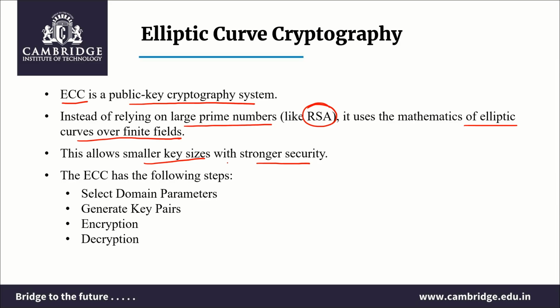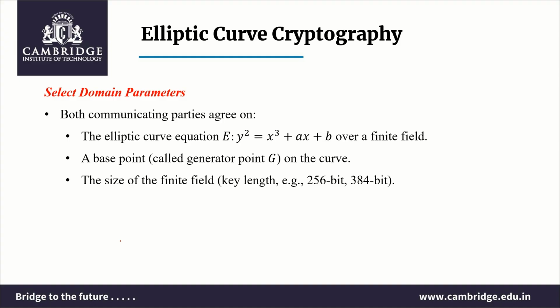So when it comes to encryption and decryption, how does ECC help us? Let's see what are the steps involved. We have to select the domain parameters, which would be the same as what we have seen in the elliptic curve Diffie-Hellman key exchange, and also generating key pairs. And we are mainly concentrating on encryption and decryption. Right, let's see what is the first step involved.